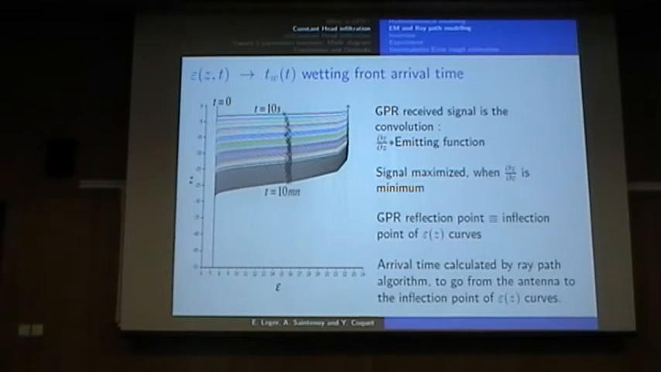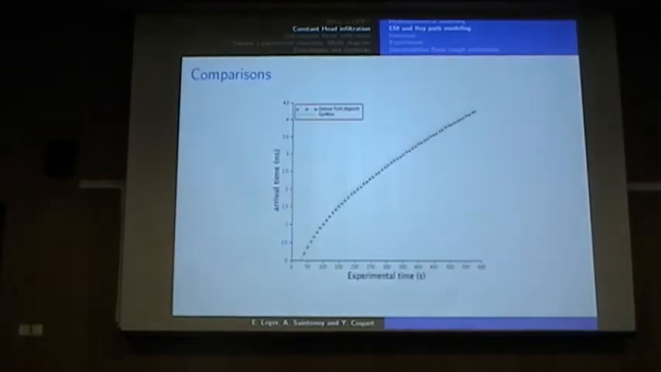So we can compute the arrival time of the wetting front by calculating the time to go to the top of the profile, to one of those curves, and to come back. So we will have another way to compute the arrival time of the wetting front. And we can compare our picking on the radargram and our optical path. Optical path is crosses and radargram is line. So it's not perfect. Why is it not perfect?